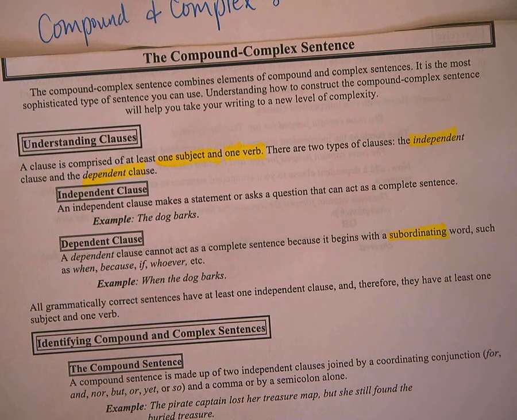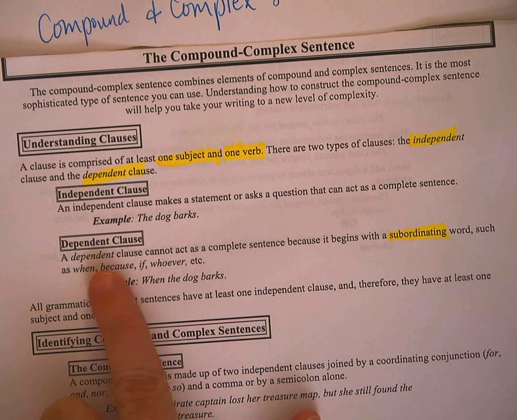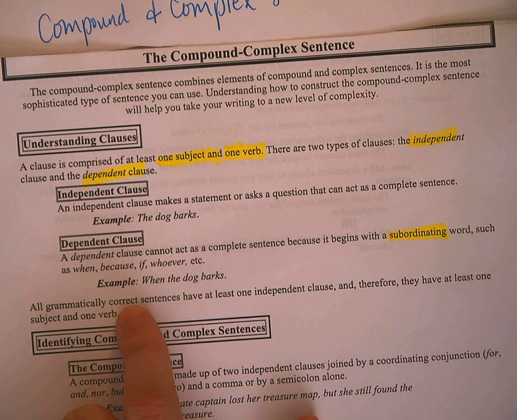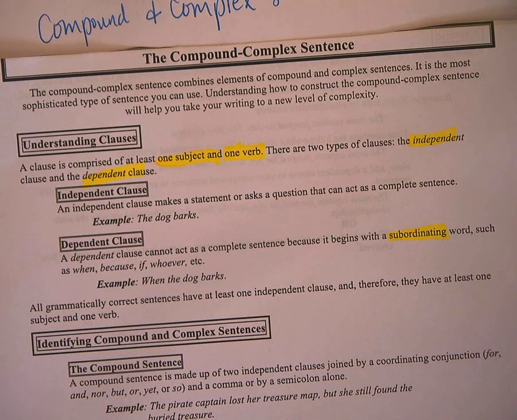Some subordinating words or subordinating conjunctions are words such as when, because, if, whoever, etc. Meaning if I put that subordinating word in front of my independent clause, I now turn it into a dependent clause because it needs something else to finish it. When the dog barks, that is not a complete sentence on its own. You can hear it when you say it. When the dog barks, something else must happen, okay?